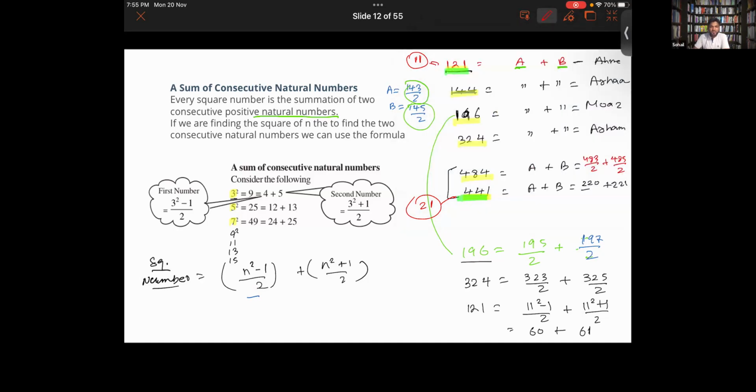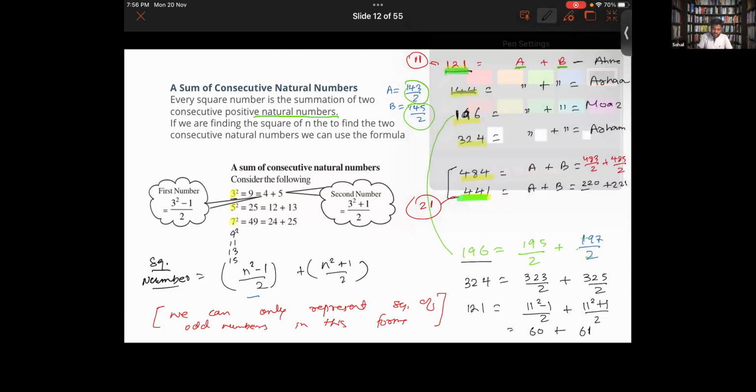Moaz, is it clear to you? Yes, sir. So somewhere in your copy, note this down that we can only represent the square of odd numbers in this form. Either take the screenshot or just write that down in your copy. In the bracket, it would be better to write odd numbers. For odd numbers, this is applicable. Okay, shall we move ahead then? Yes, sir.